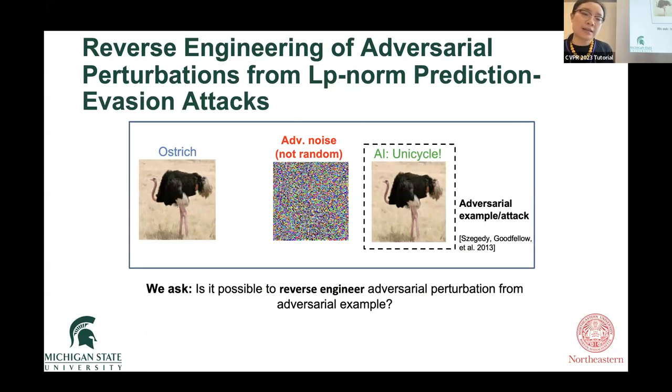So based on that, we try to answer the question: is it possible to reverse engineer the adversarial perturbation from the adversarial example? The figure here shows the famous example of an adversarial attack. Besides determining whether this is an attack or not, this goes beyond adversarial detection. We want to have more information. We want to actually reverse engineer the adversarial perturbation from the adversarial attack image.